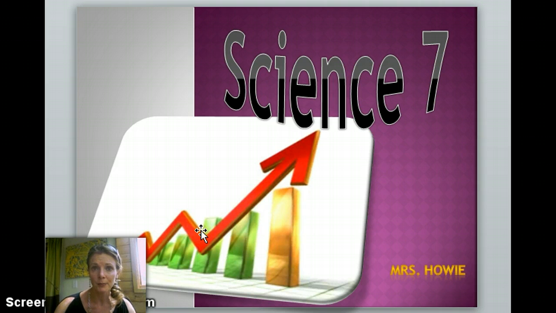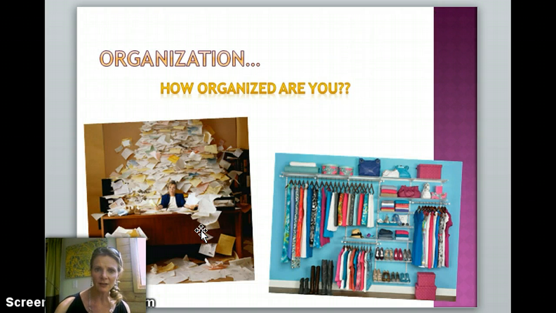Even as an adult, I realize how much I need to be able to, A, interpret a graph or interpret information, and then also make it easy for other people to understand. That's what graphs and tables are for, okay? But before we get into that, I want you guys to think about organization.